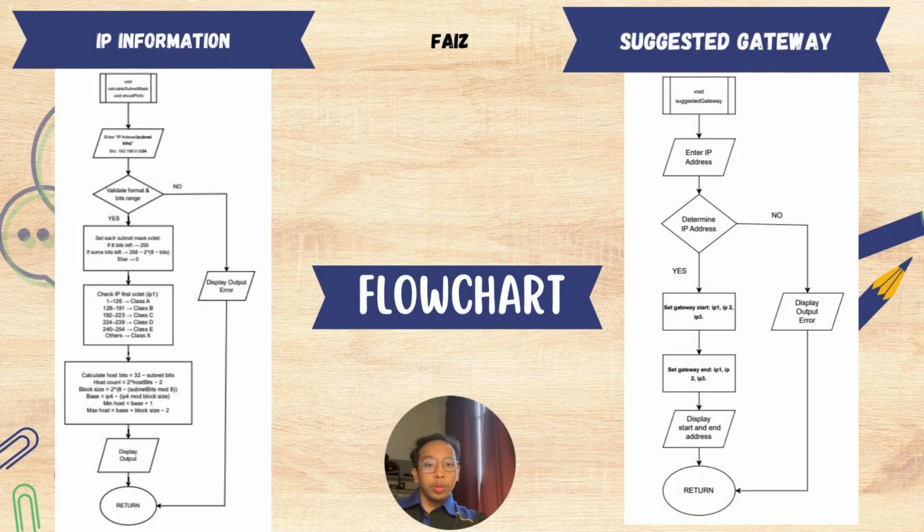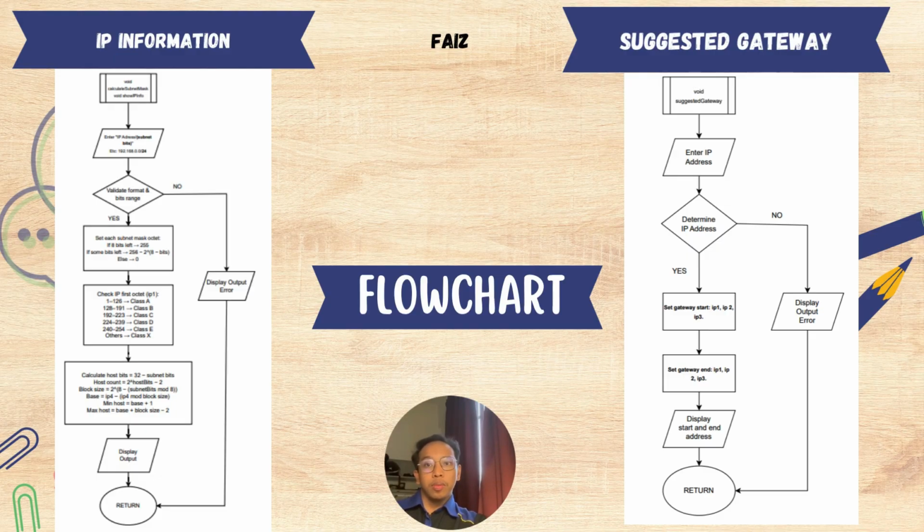Okay, so this flowchart shows how the program processes an IP address and subnet mask to give useful network details. It's especially helpful for networking students or professionals. First, the user enters an IP address in CIDR format, like 192.168.0.0. The program checks if the format is valid and if the subnet bits are between 0 and 32. If valid, it calculates the subnet mask. For example, /24 becomes 255.255.255.0.